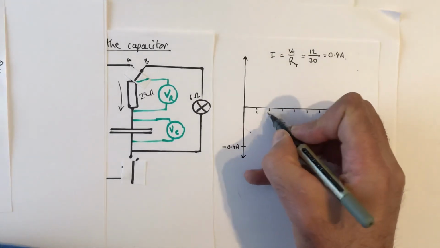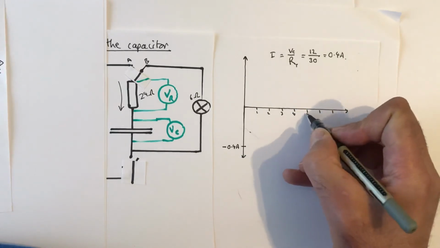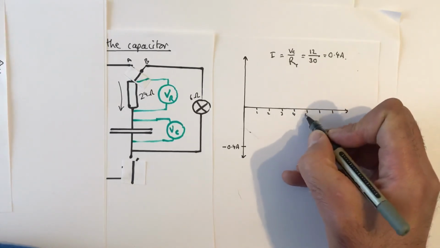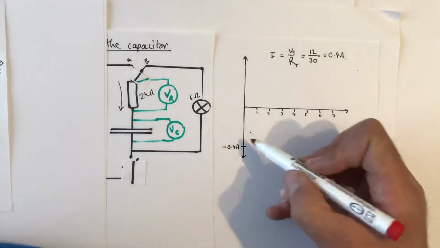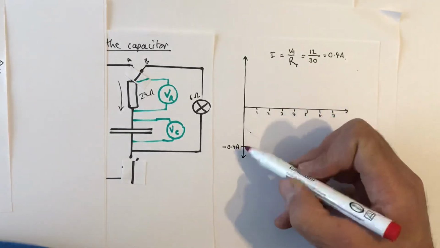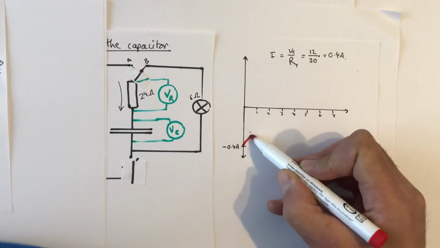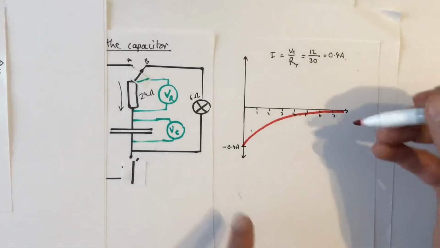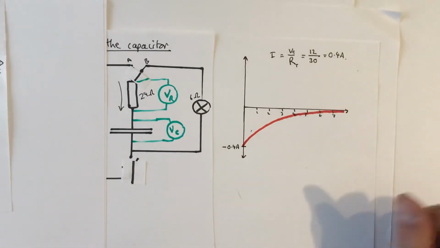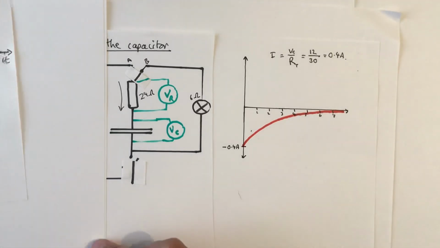So I'm not going to bore you with getting into those exponential functions and the value of the time constant RC and various other bits and pieces. But I would suggest that now, it will still have a similar exponential decay curve, but it's going to take longer to get to the axis because the resistance is greater. So let me just get rid of that.